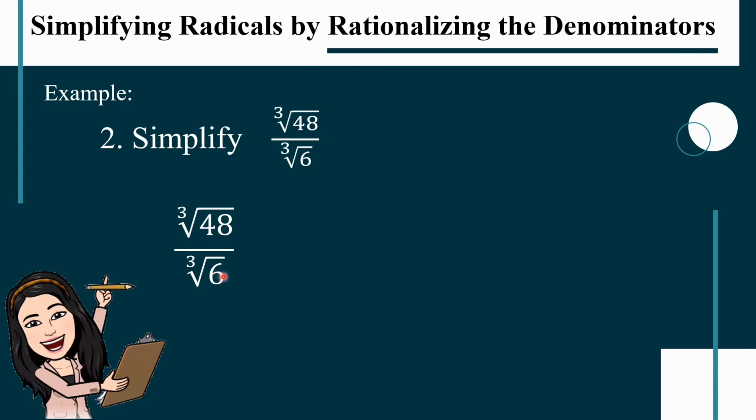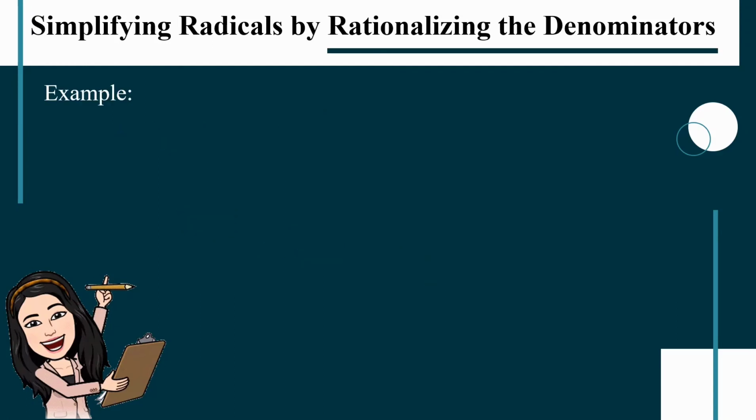Can we divide 48 by 6? Yes, and the answer will be 8. Tama ba? 48 divided by 6 is 8. So, we have cube root of 8. And if you notice, our 8 is a perfect cube. So, therefore, pwede natin siyang i-simplify into 2. Bakit siya naging 2? Kasi 2 times 2 times 2 is equal to 8. So, therefore, perfect cube siya. Ang cube root of 8 is equal to 2. So, that is our final answer.